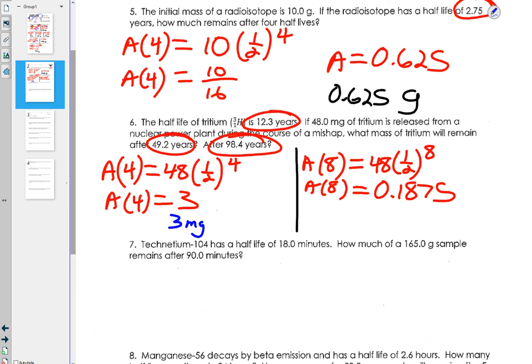Kai, are you still going to bring a calculator so you can practice putting something in the calculator? Any questions?